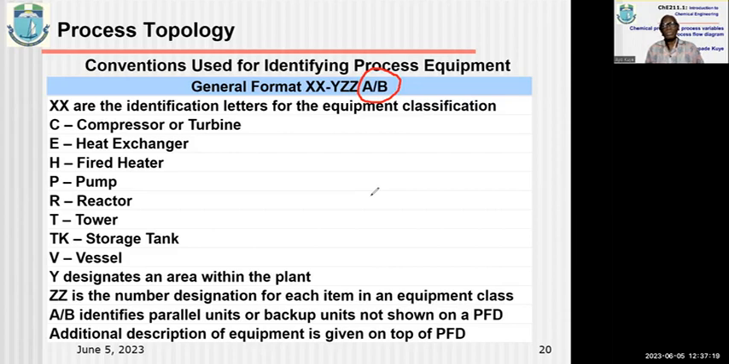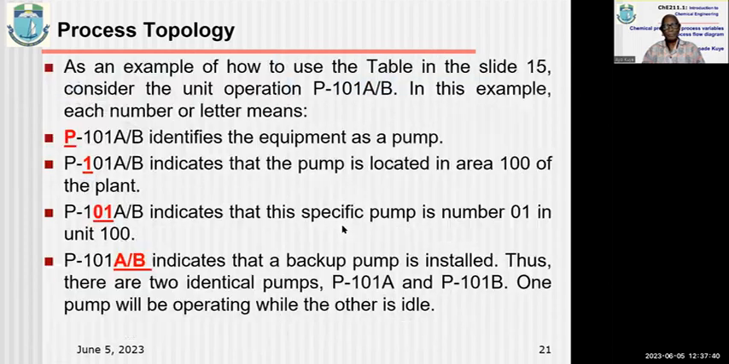But what you then do is that only one is shown. The second one is not shown on the PFD. The A and B designates that there is an alternative one that is available. So I've explained those ones to you. What we have in this slide is just what has been explained.